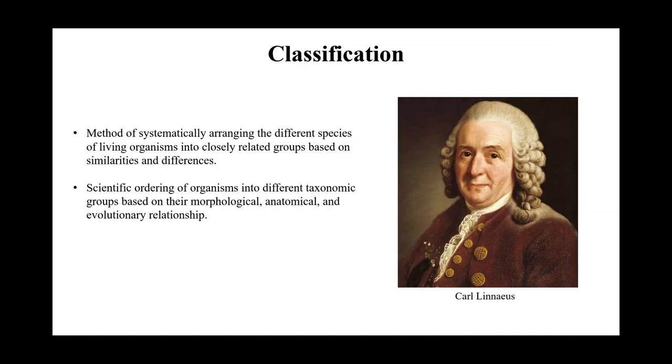And this system that we are using for classifying organisms was given by Carl Linnaeus. So what is this? This is a method of systematically arranging the different species of living organisms into closely related groups. And like I mentioned, this is scientific ordering of organisms into different taxonomic groups, which is based on several characteristics like morphological, anatomical, and evolutionary.